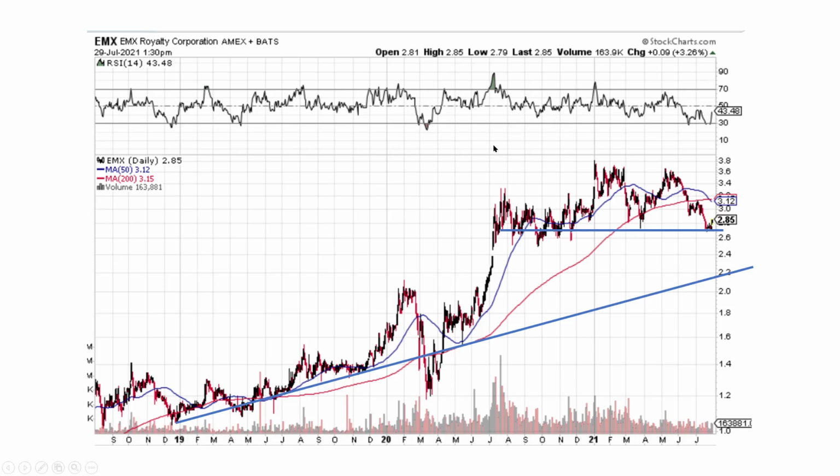And here's EMX Royalty. EMX Royalty's coming on up. We were coming on down. We got this nice support line here. And I'm hoping this thing can launch off this bottom here and give us a nice good support to launch from. So that's looking pretty good too.